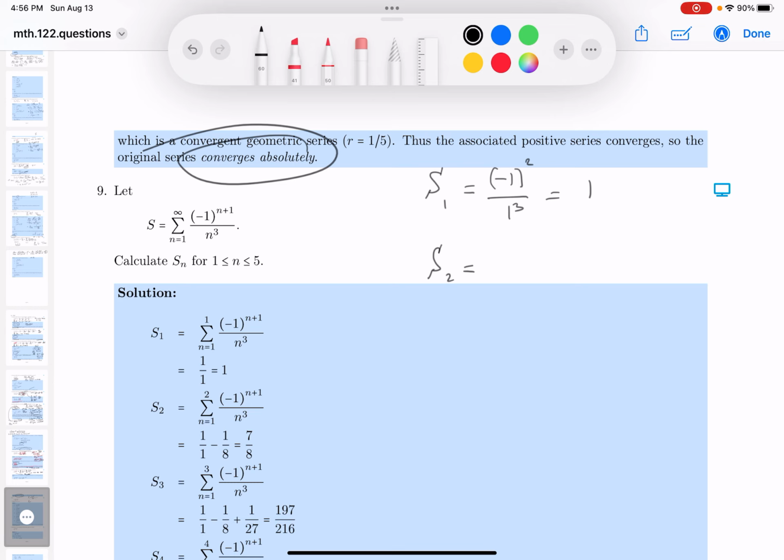Well, S2 is where I go from 1 to 2, so I still get the minus 1 squared over 1 cubed. Then I get plus minus 1 cubed over 2 cubed. What does that give you? 1 minus 1/8. What does that give you? 7/8.